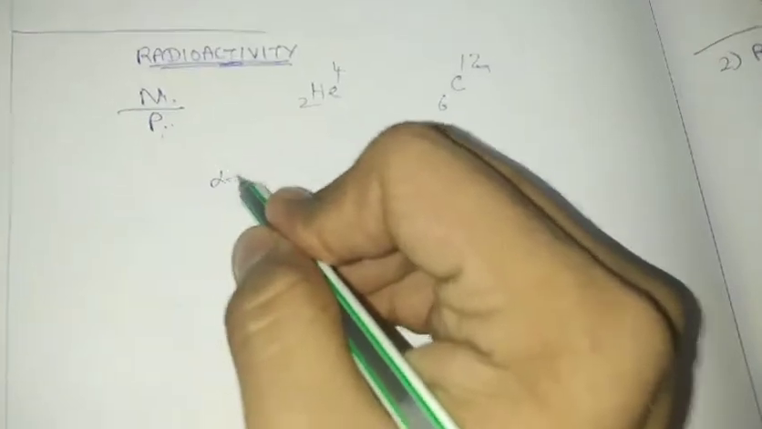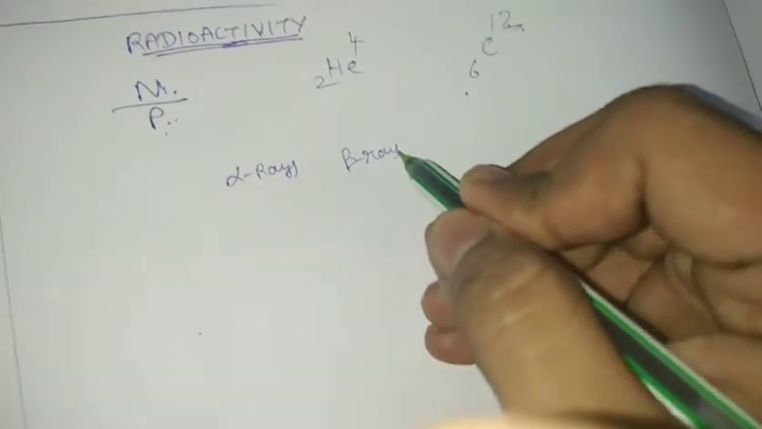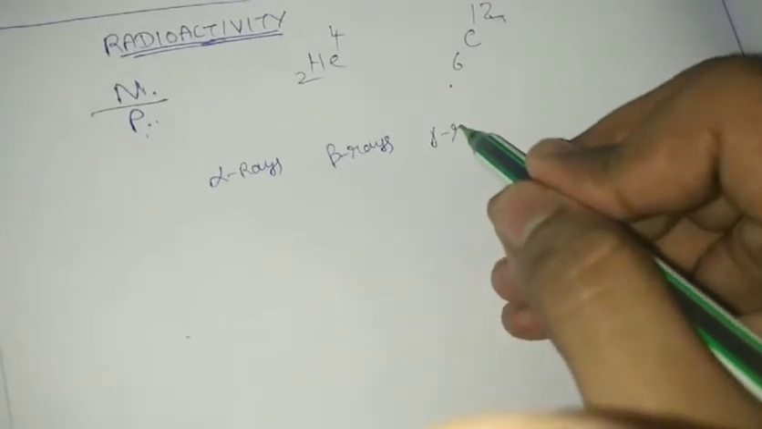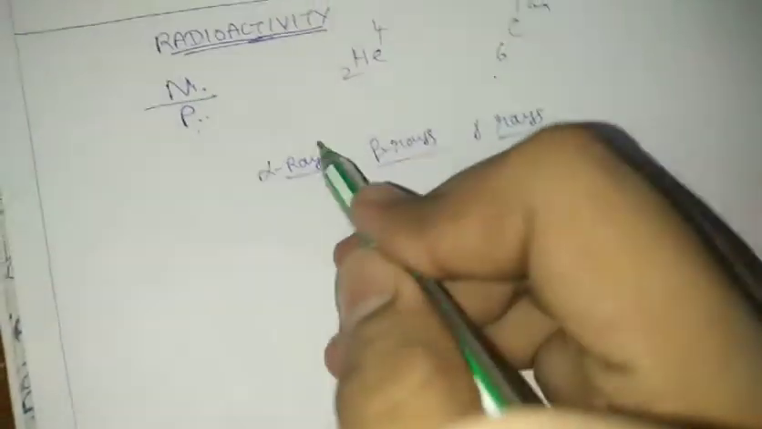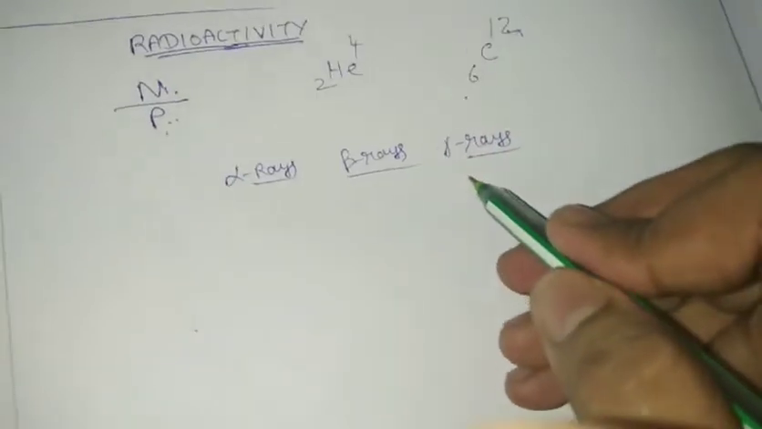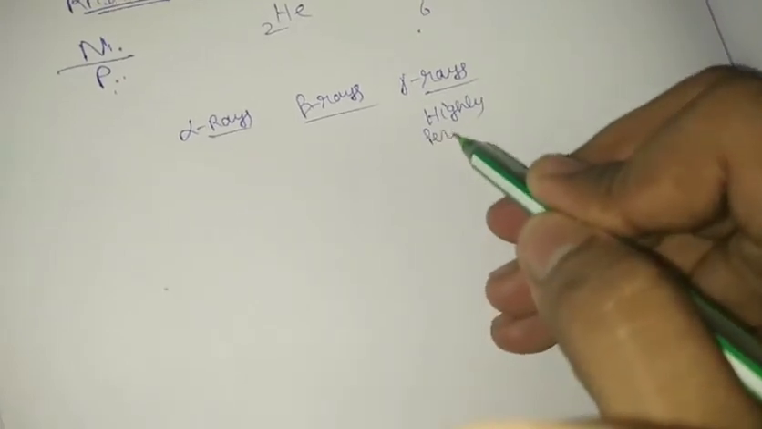Okay, so the properties are also there. I'll say some properties. You will read this in your nucleus chapter. There's a chapter called nucleus in your 11th, 12th standard modern physics. Okay, you will read that there. So this is highly penetrating.